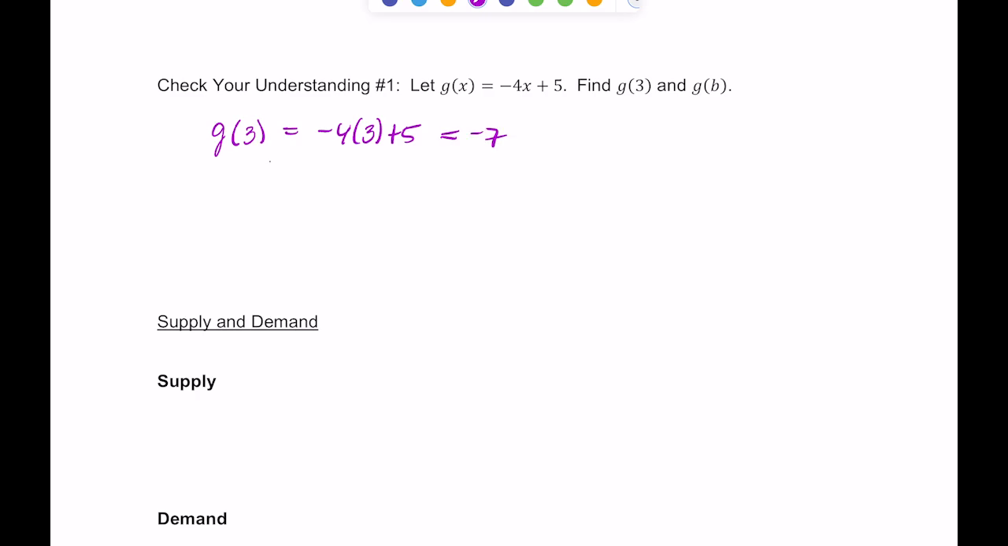And I could also express that as an ordered pair. When x is 3, g of x is another name for y, right? And it produced negative 7 for my y value. So that could be expressed as (3, negative 7). I'll leave all of you to try g of b on your own.